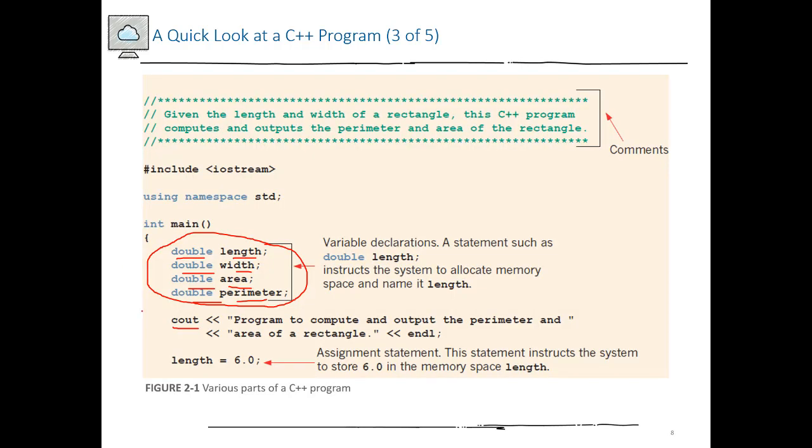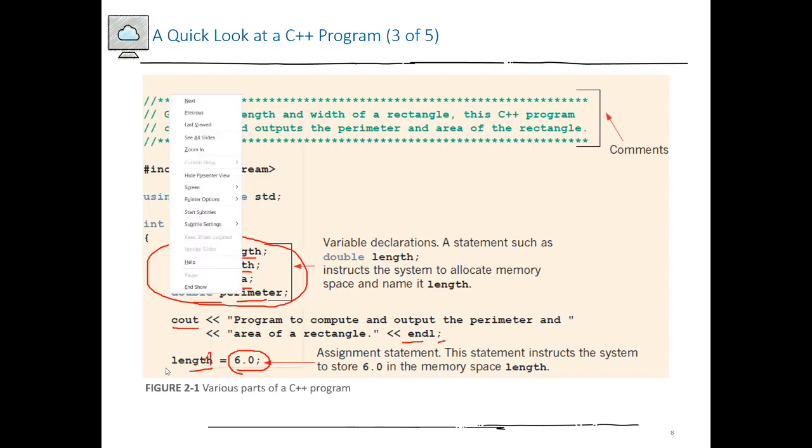So that's what this is. cout will produce that line for us. And there's an endl, and don't forget the semicolon. All the statements in C++ end with a semicolon. Then we are assigning a value, a double value, 6.0, to the variable length. So now the variable length contains the value 6.0.